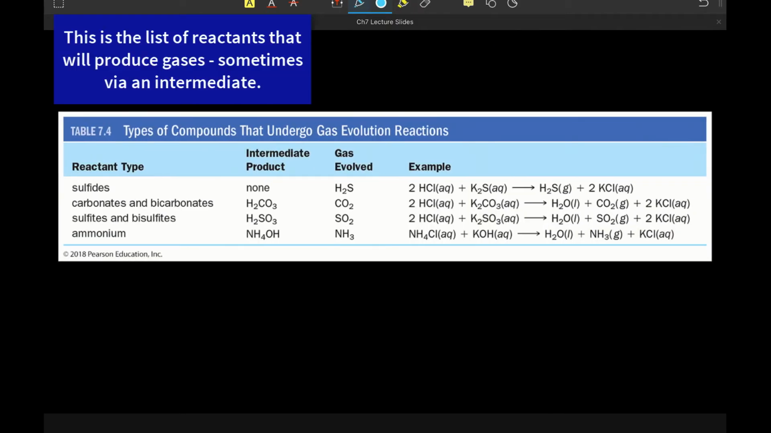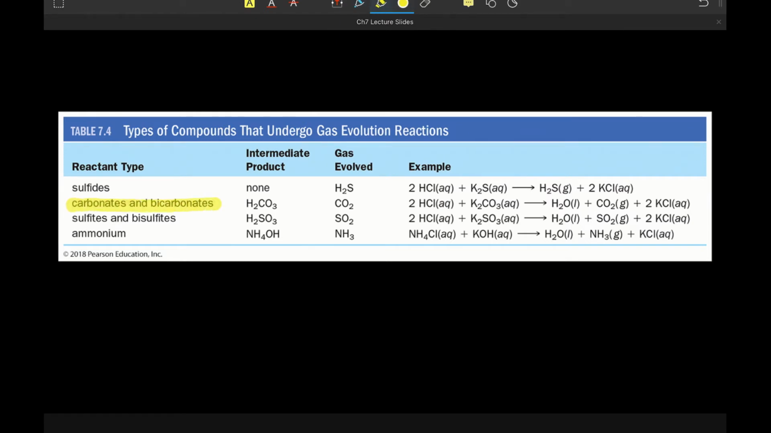What compounds do you have to be aware of? So here we have our carbonates and bicarbonates, which we just talked about, and the intermediate product is going to be the bicarbonate, and they're all going to form water, CO2, and a salt with the pieces that are left. And again, that water and CO2 is the result of this carbonic acid breaking down.